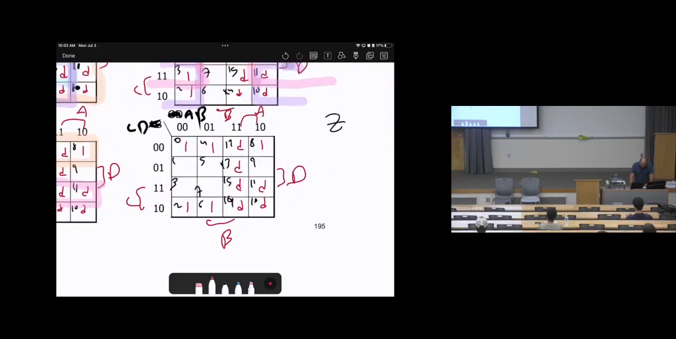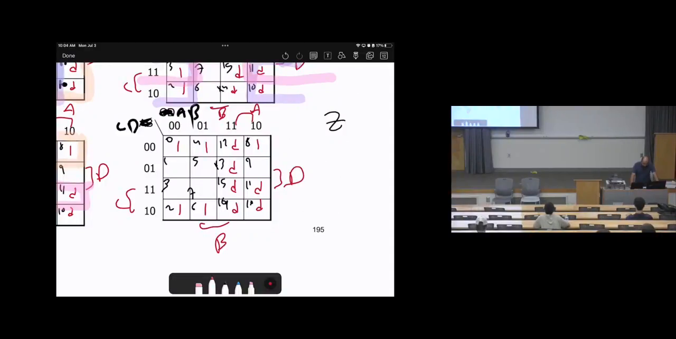The last one, can we group it as 4? Yes. But let's try to think by the biggest possible loop. Can we make a group of 8? Yes, we can. 16 we cannot, but 8 we can. So we can make this 8. So 8 means they include one variable. And this variable is D bar. Okay?